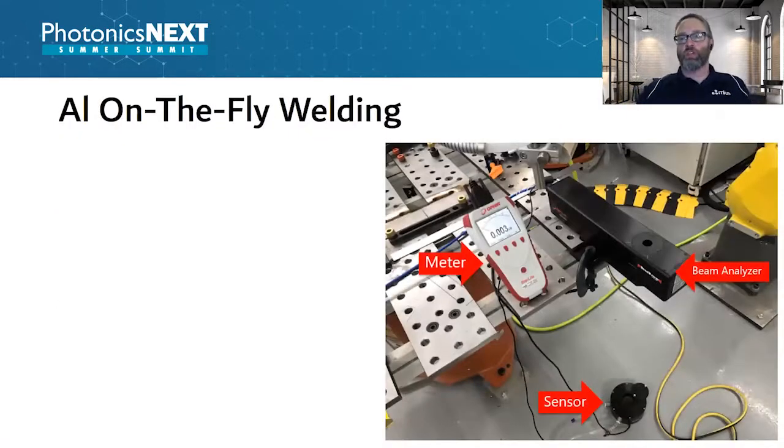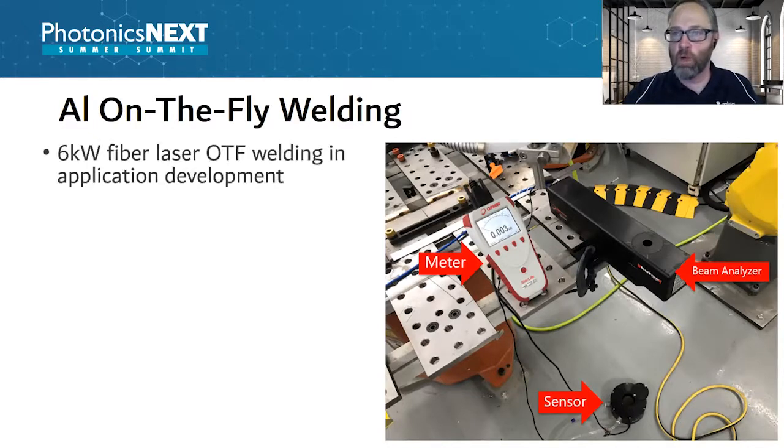This particular laser application is aluminum on-the-fly welding. Aluminum is very tricky to weld with respect to all the different materials out there. It's a little more tricky. There's a lot more consideration given to power density. So power density certainly plays a more vital role when you're talking about aluminum welding.